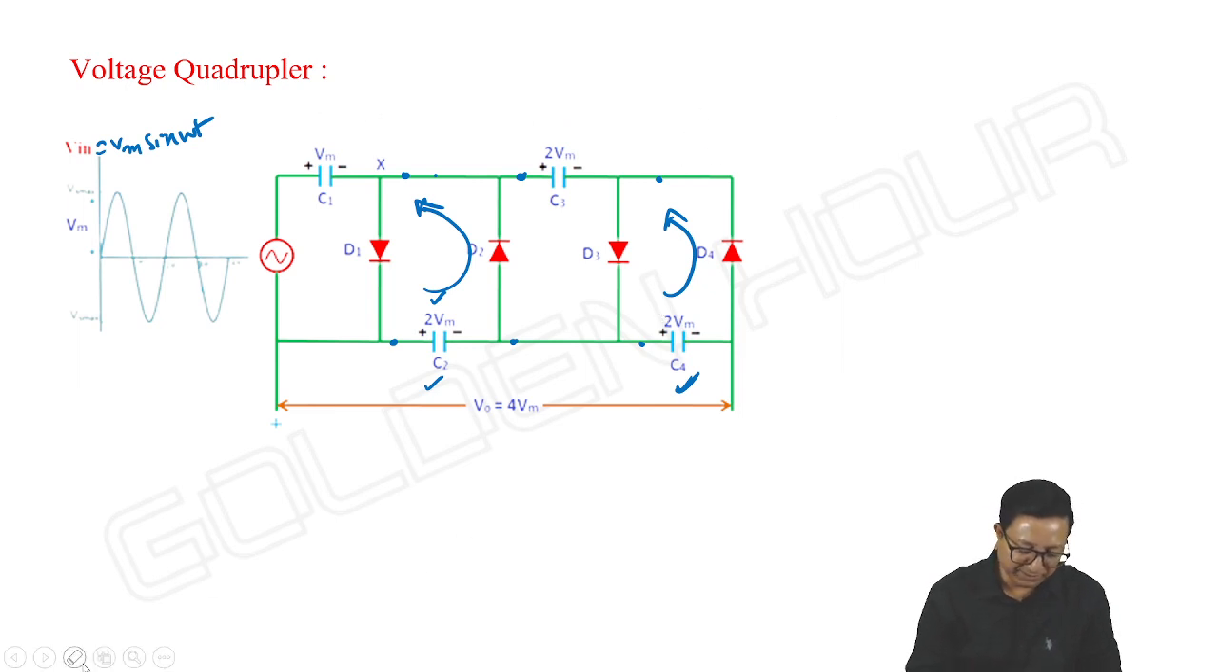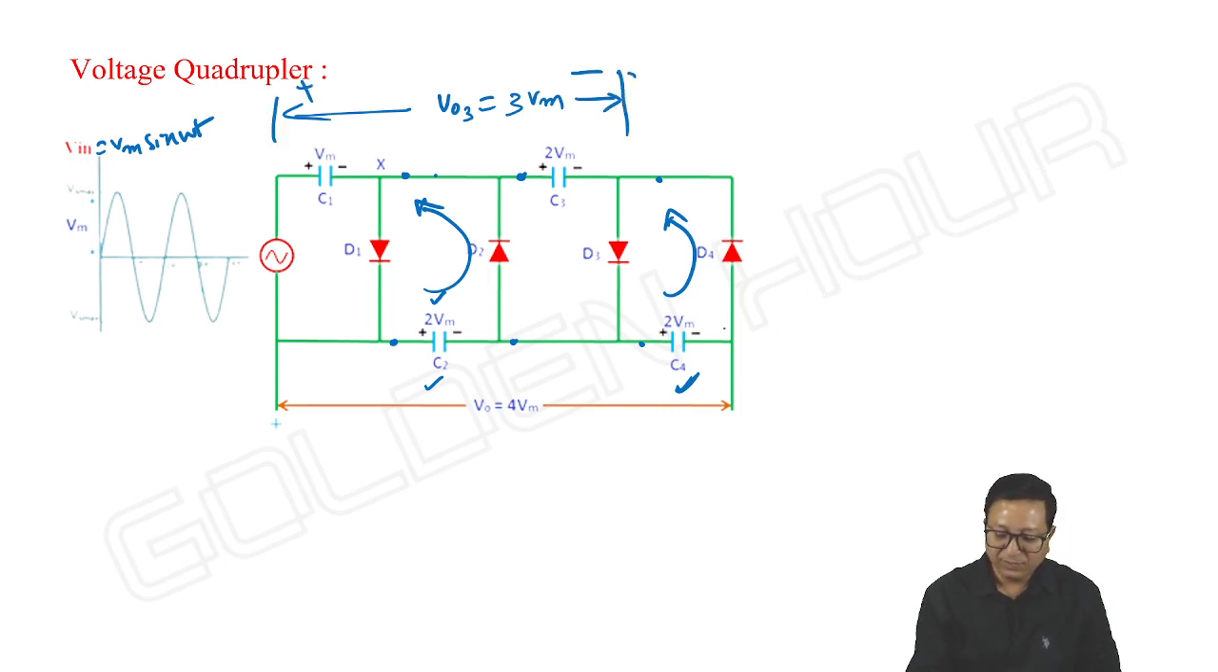Next, what about the output here? The output is taken at the bottom. Earlier, if I take this as output, let me call it VO3, the voltage tripler, it is equal to 3 Vm. We studied this already. Now, what I am doing is coming downwards instead of upwards. So, from this point to this point, what is the overall voltage? 2 Vm plus 2 Vm, 4 Vm. That's the overall. It is called a voltage quadrupler.